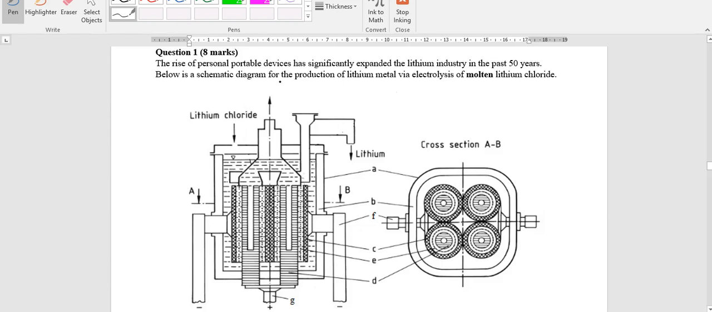Okay. The rise of personal portable devices has significantly expanded the lithium industry in the past 50 years, blah, blah, blah. Below is a schematic diagram for the production of lithium metal.